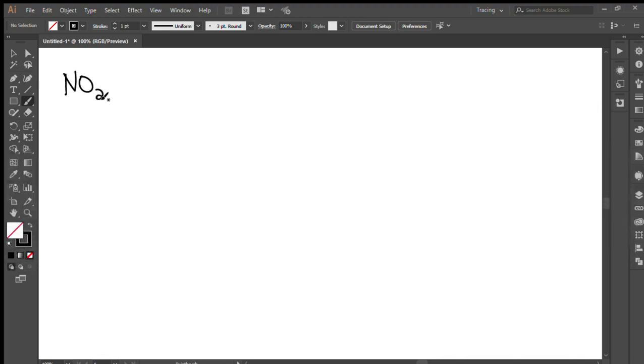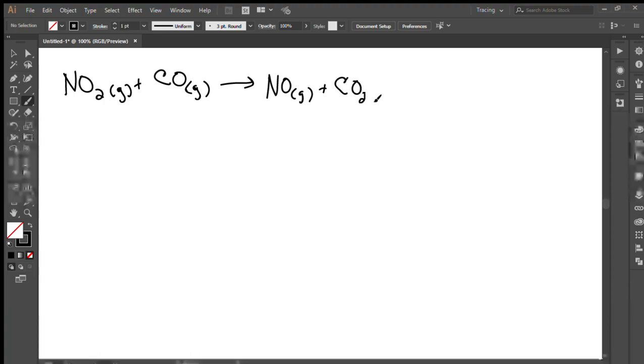Nitrogen dioxide gas plus carbon monoxide gas gives you nitric oxide gas plus carbon dioxide gas. Pretty straightforward. Everything here is balanced. Where they told you the lie is right here: the right arrow. This means your reactants all become products.